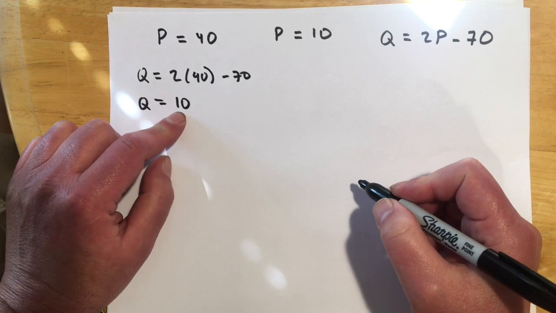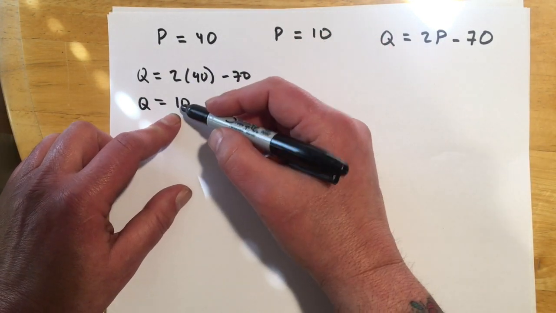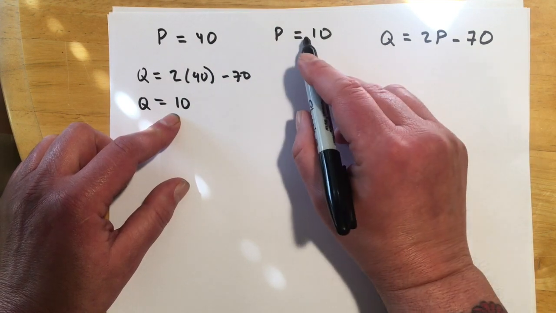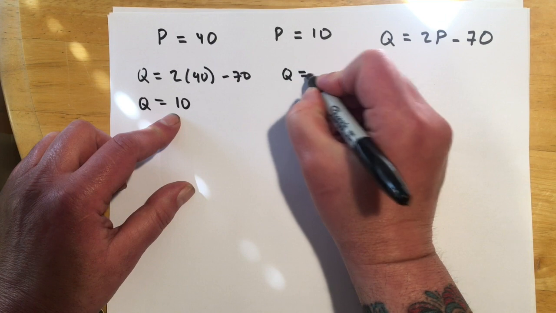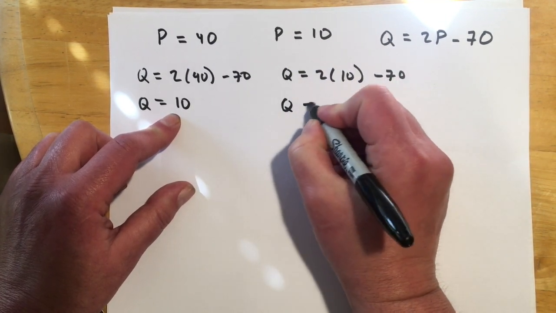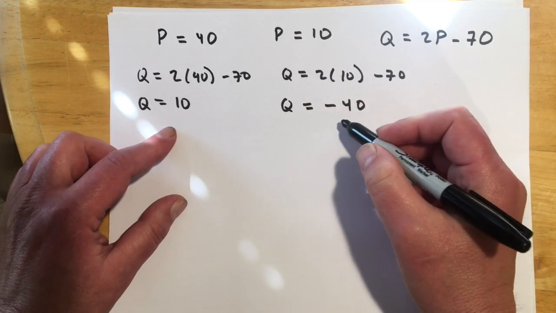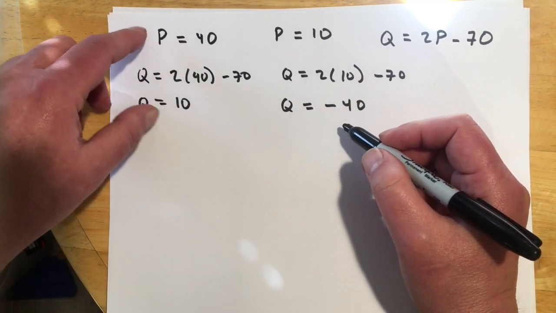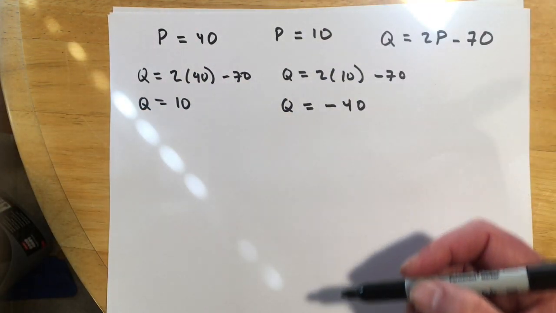So in this case, the quantity I get is 10. So that makes sense. The equilibrium point will be 10 units supplied for a price of 40. Here, if I put this back in, I get Q equals 2 times 15 minus 70, or Q equals negative 40. So that does not make sense as a quantity. So the price of 40, quantity 10 is the only reasonable answer that we get for this.